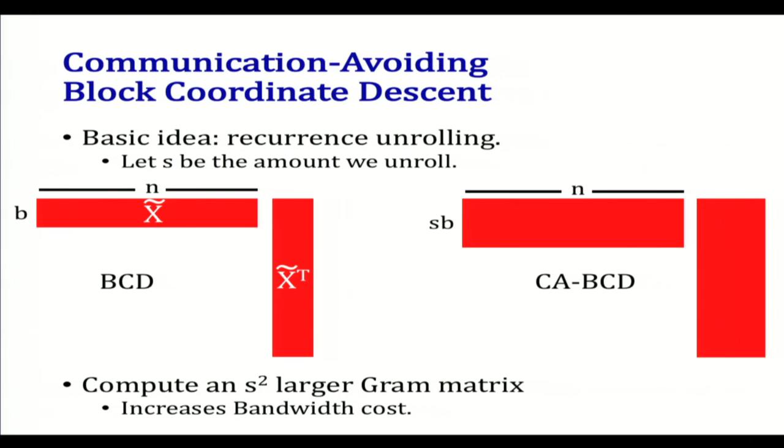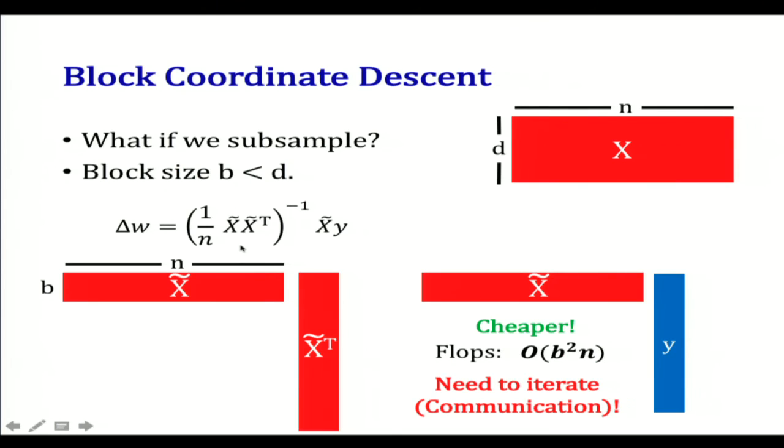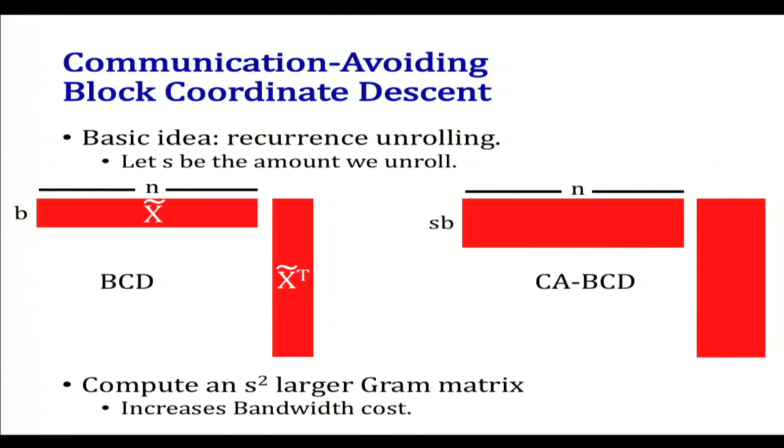But what is the difference between selecting b equal to s times b? Why can't I just choose b to be really large? The reason is the inversion. When I compute this inverse here, that's a cubic operation. The original algorithm does b cubed flops, and if I arbitrarily pick a larger block size, the inverse becomes s cubed, b cubed. We want to avoid that, so we need a clever way of combining the Gram matrix that we get. Let me pause really quick for questions.